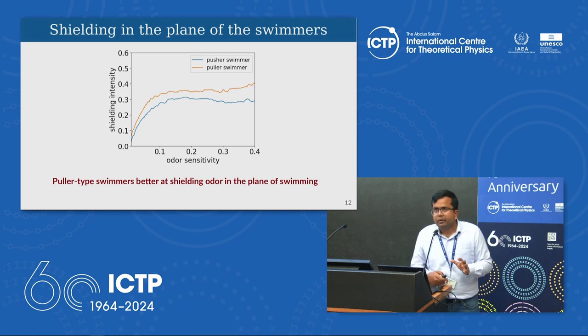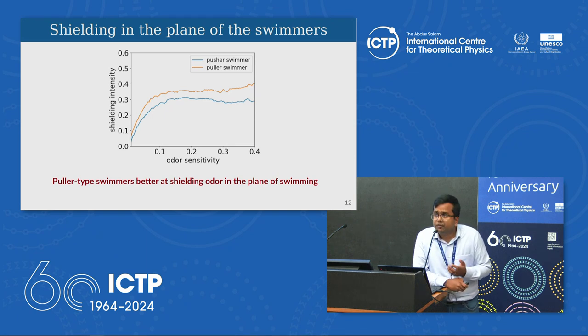So far, we have talked about just the mean field. And as I told before, this is not the best quantity to evaluate the shielding intensity or the shielding efficiency of swimmers. Fluctuations are extremely important because that's what often leads to the detectability of the presence of swimmers.